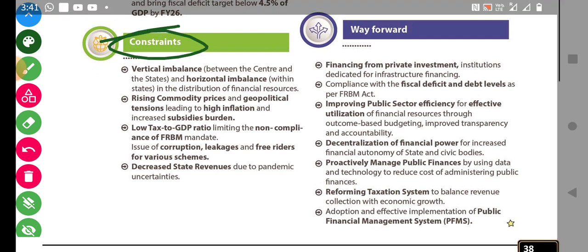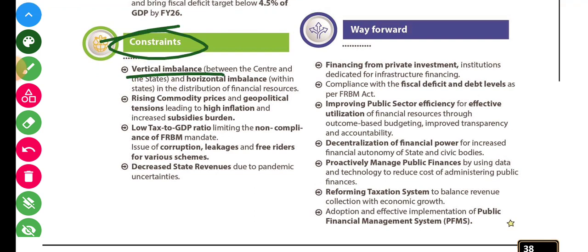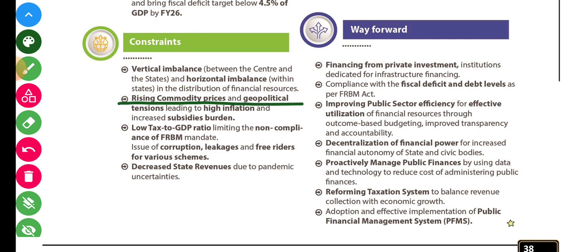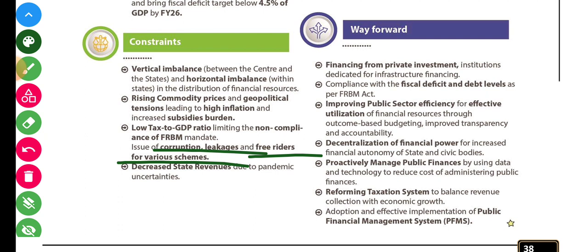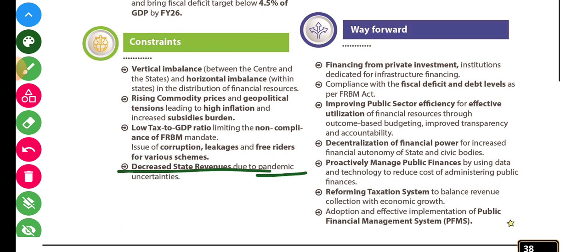What are the constraints of government finance? Vertical imbalance means distribution from the center to the states, and horizontal imbalance means distribution among the states. Rising commodity prices and geopolitical tensions leading to high inflation and an increased subsidy burden. Low tax to GDP ratio and non-compliance with the FRBM mandate. Issues of corruption, leakages and free riders for various schemes. Decreased state revenue due to pandemic uncertainties. So these are some constraints of government finance.